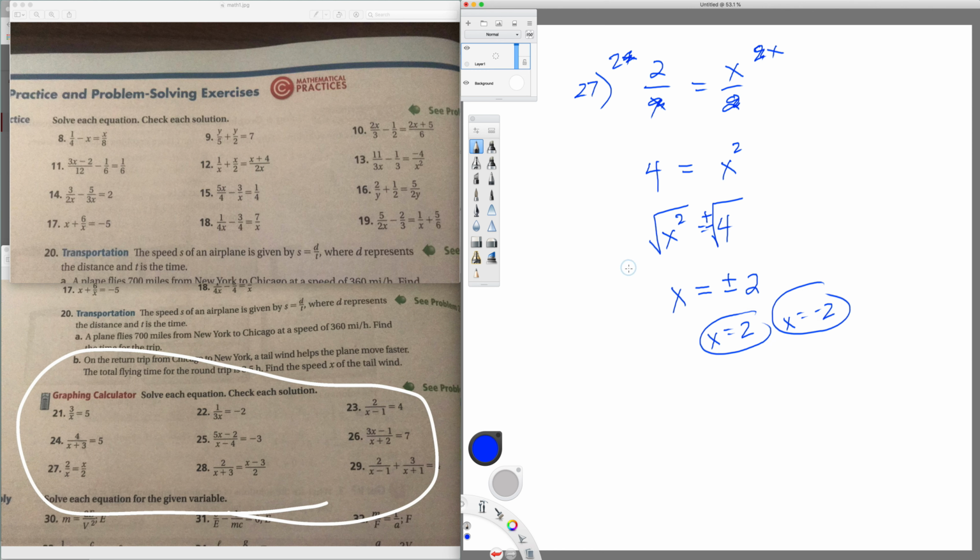Neither one of those will make me have a denominator of 0, so both of them are good. And if you think about it, 2 divided by 2 and 2 divided by 2, both sides equal 1. And then if you make x negative 2, it's going to both sides be negative 1. So it does work out. 28.